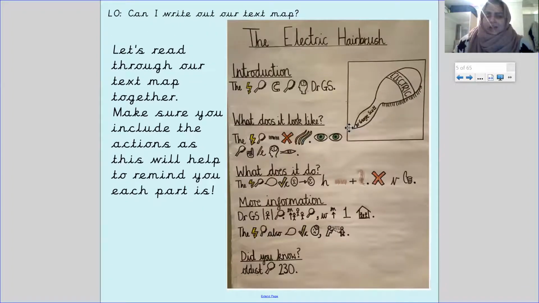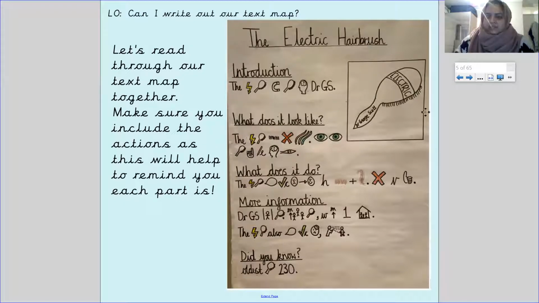Okay, now let's read through our text map together. Make sure you include the actions, as this will help to remind you what each part is. Now, what I'm going to do is turn my screen off in the corner here so my face doesn't distract you, and I'm going to read the text map out to you.